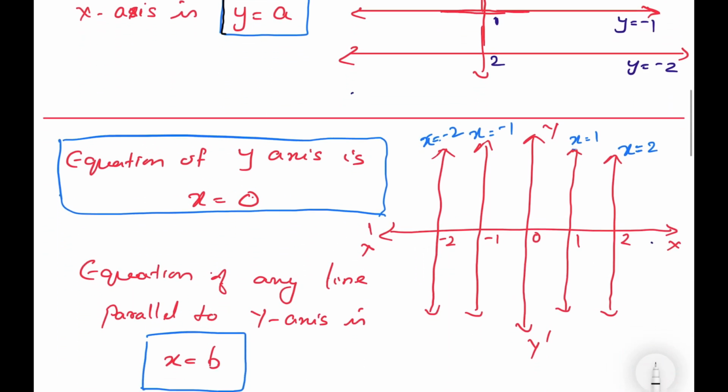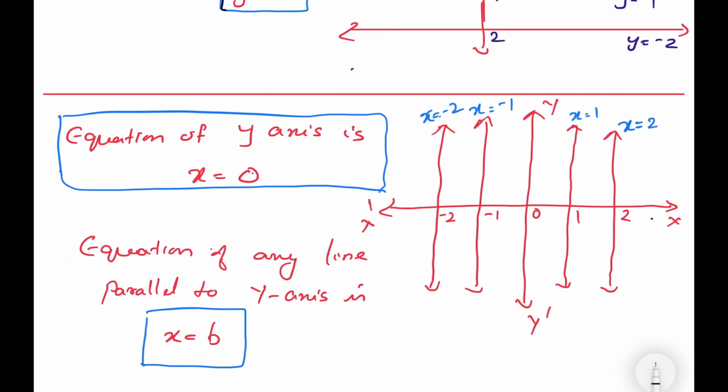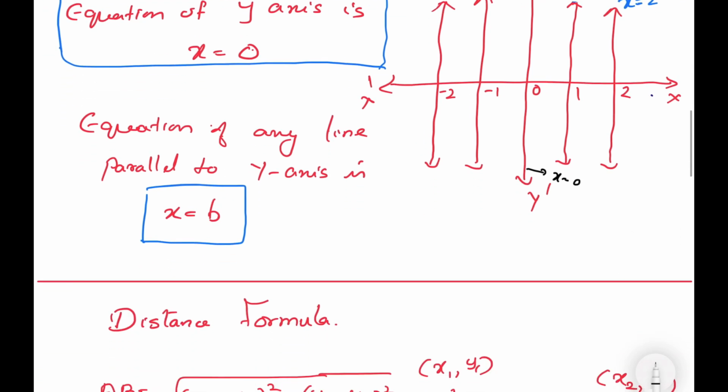Similarly, equation of y axis is x equal to 0, and any line parallel to y axis will be x equal to 1, x equal to 2, etc. So x equal to b will be the equation of the line parallel to y axis.